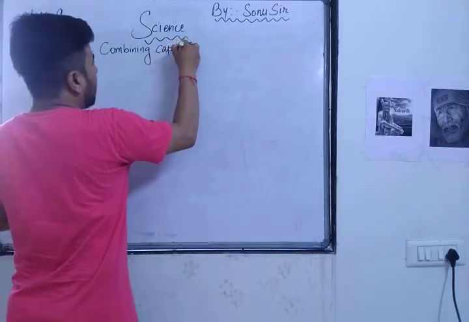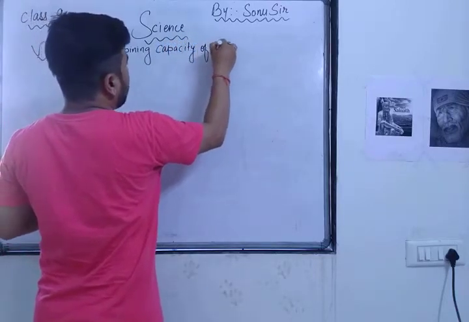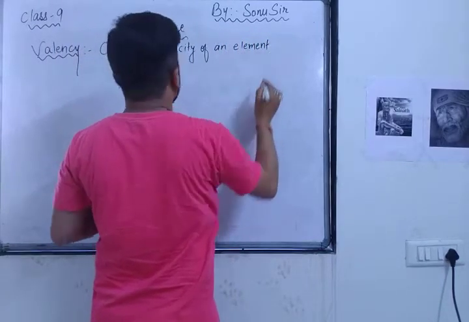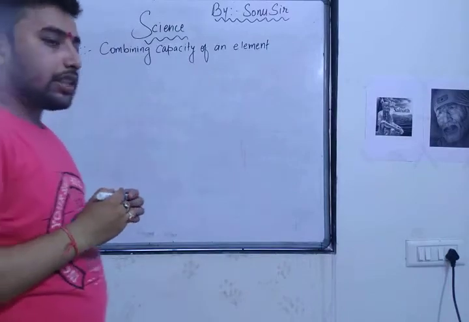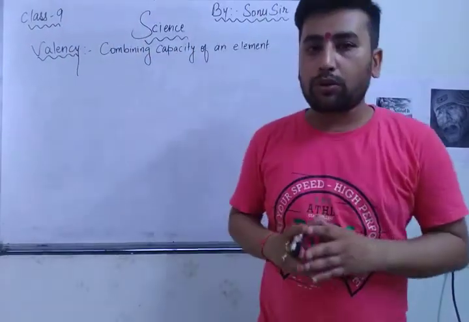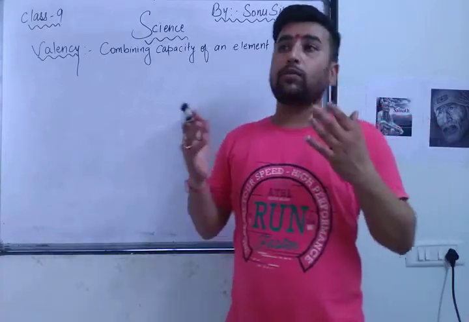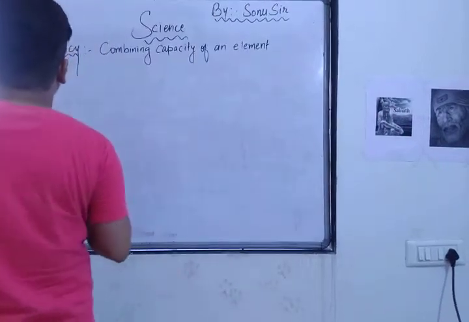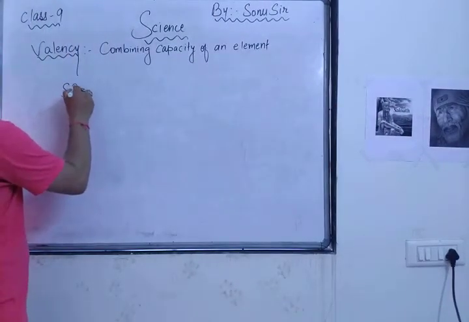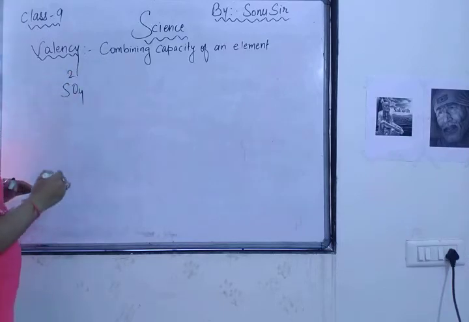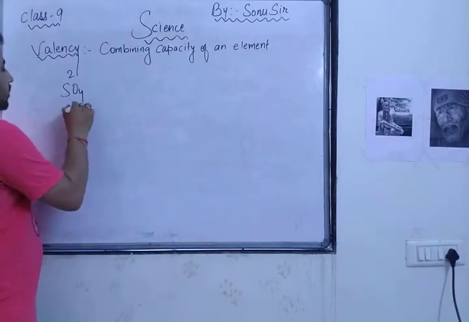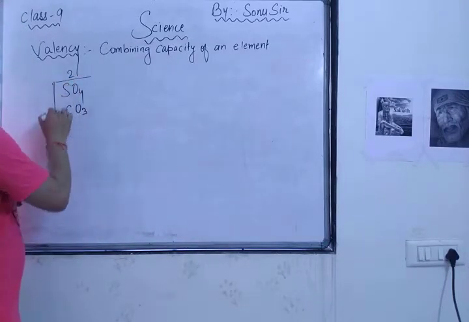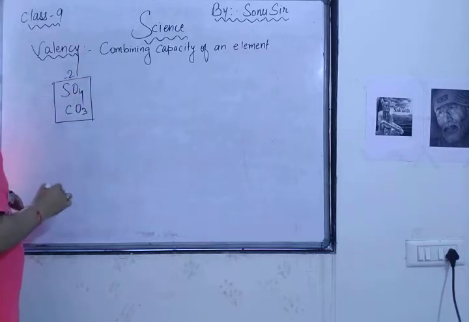Combining capacity of an element. Right? I will give you the valencies of some elements. You have to just understand how to write the chemical formulae and what is the name of that compound. So let's start. If I talk about the valency of sulfate, SO4, can you tell me what is the valency of sulfate? 2, right? Carbonate, 2, right? So these two both have valency 2.